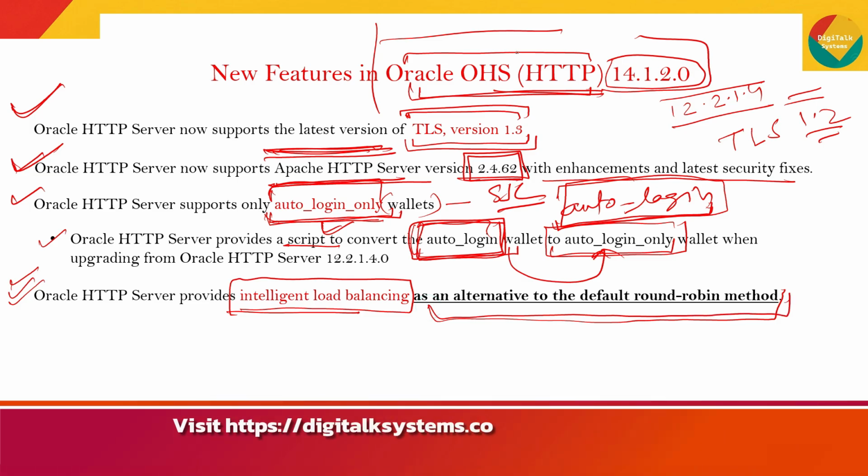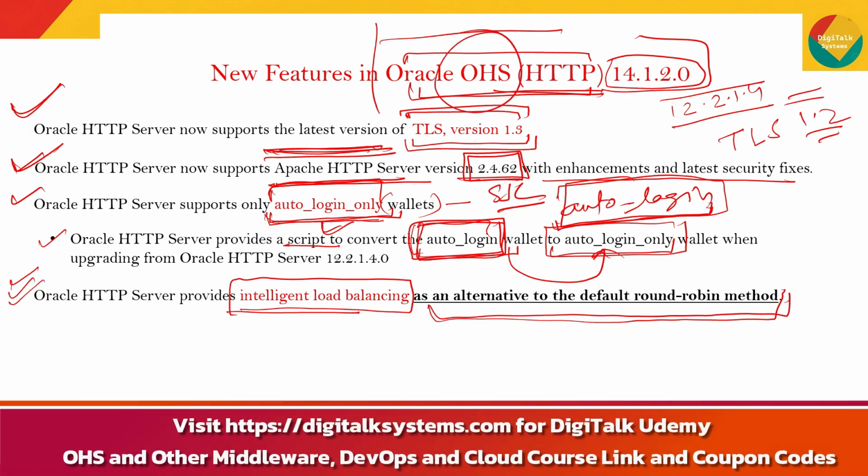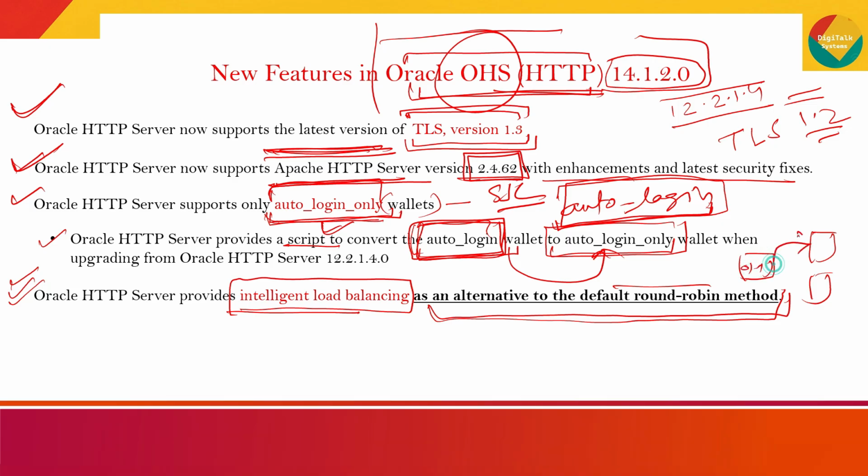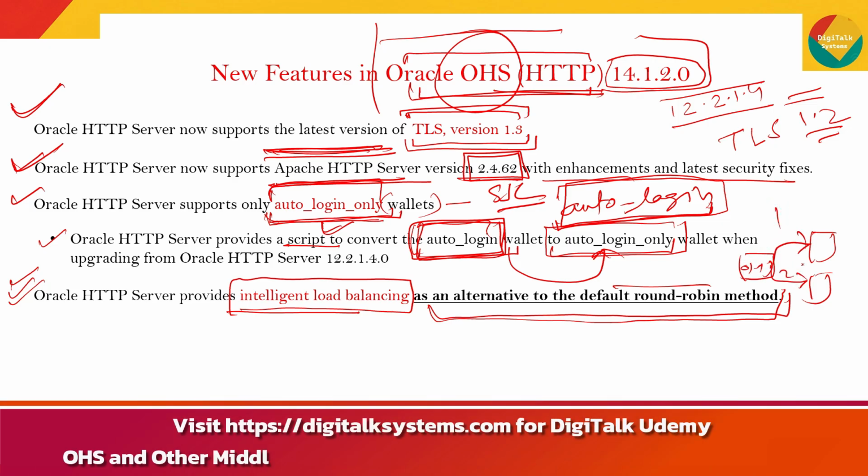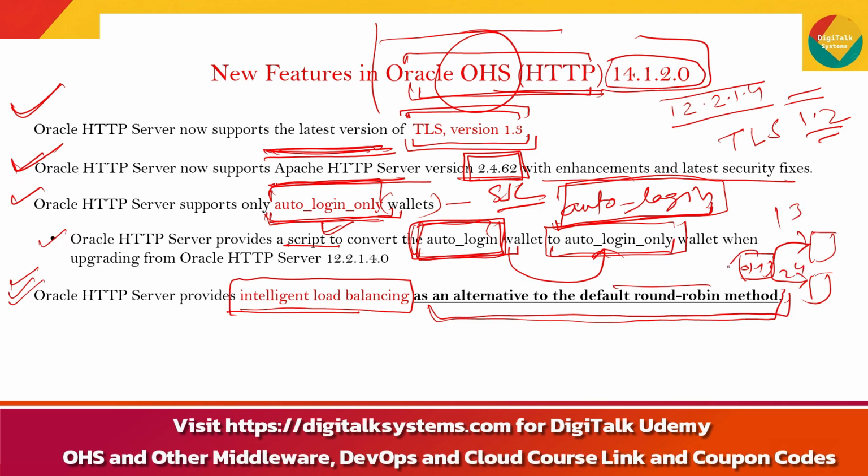That means with the OHS, the only load balancing algorithm that we have is round robin. That means in the backend, if we have two servers and in the front we have configured the OHS, the traffic will always go in round robin. That means first here, second here, third here, fourth here. This is the default algorithm of your web server.